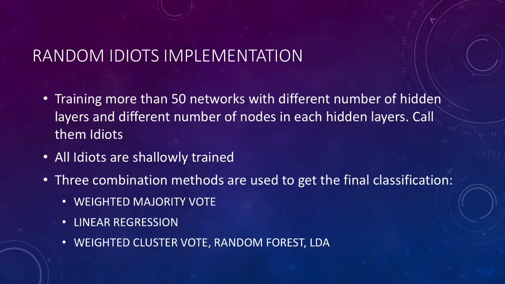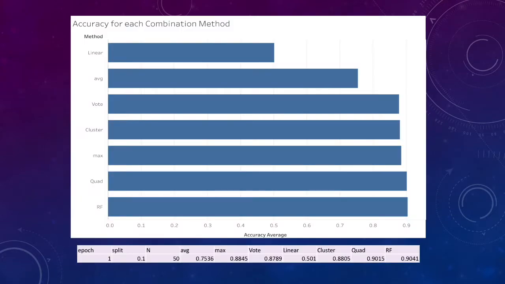Then for the combination, I used a bunch of different methods, like majority vote, linear regression, random forest, and LDA. For the results, I don't have enough time to show all the plots here, but overall it doesn't work really well. It doesn't work as we expected.